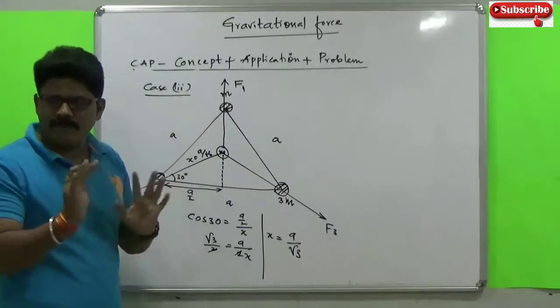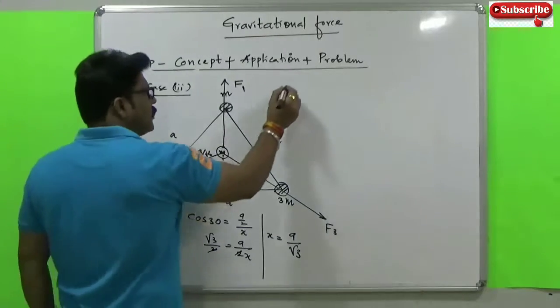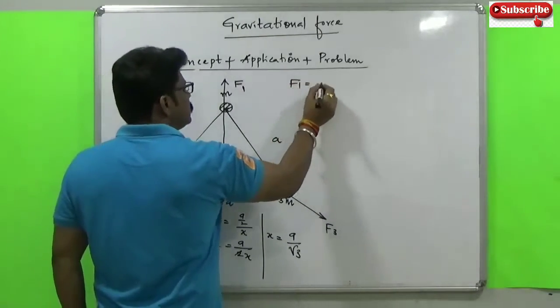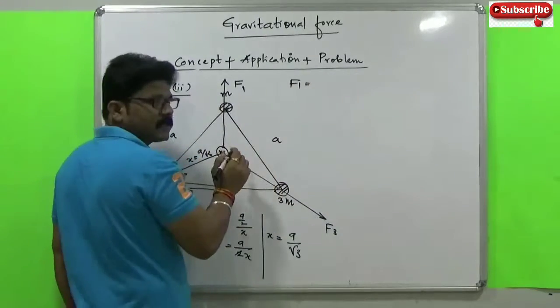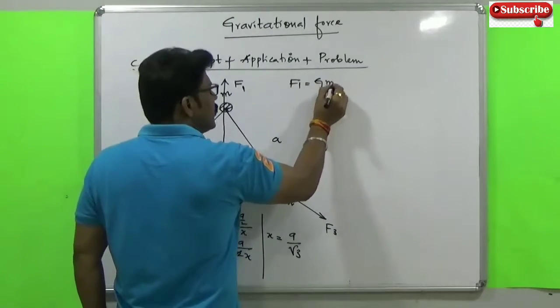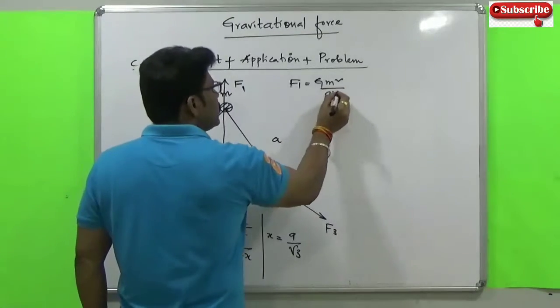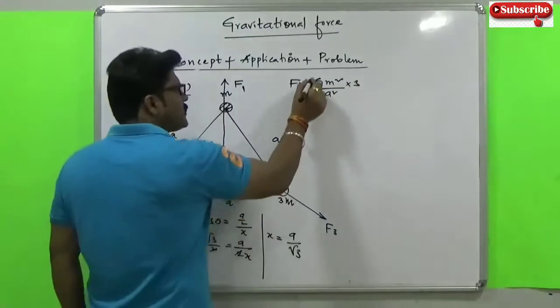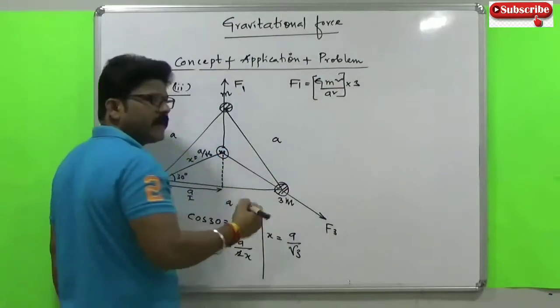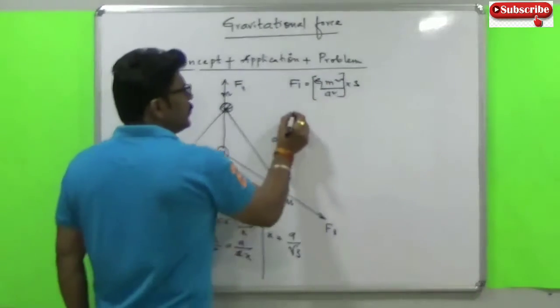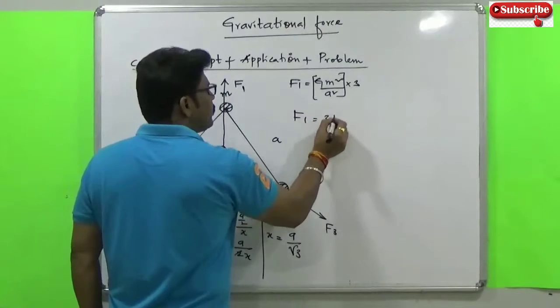Now we will write f1, f2, f3, and we will make it generalized. So f1 equals G into m square by distance squared. The distance is a by root 3, so a square by 3, that is nothing but into 3. Now this complete part I will write as f for our convenience. Then f1 is equal to 3f.